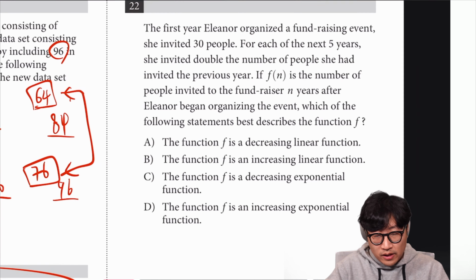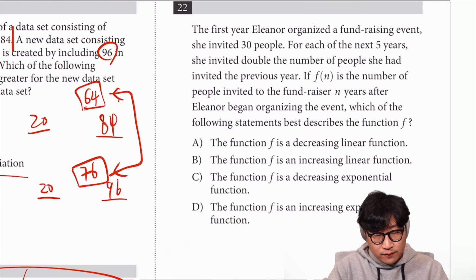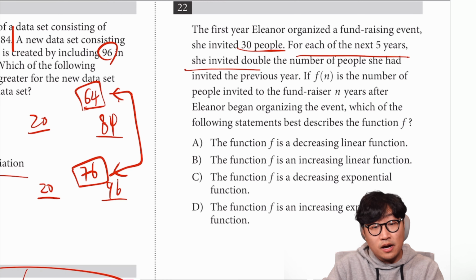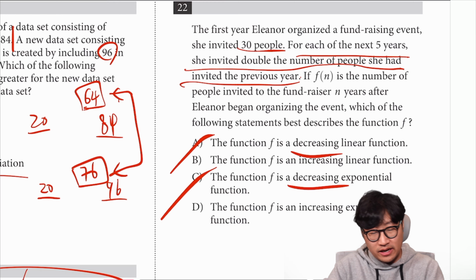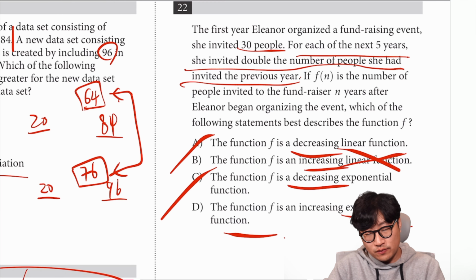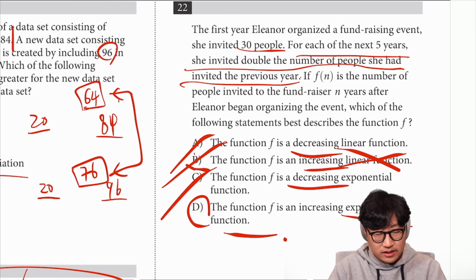Number 22, the first year Eleanor organized a fundraising event, she invited 30 people. And then for each of the next 5 years, she invited double the number of people she had invited the previous year. So it's going up exponentially. Decreasing, get out of A and C. And it's increasing not in a linear fashion, in an exponential function. There you have it. So D it is.